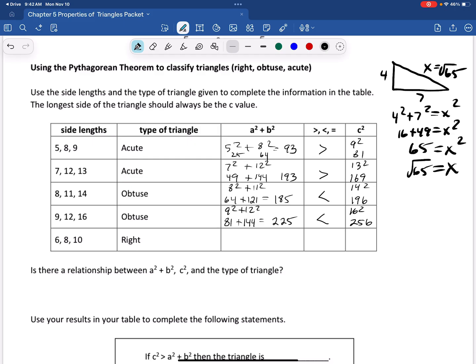And lastly, we've got a right triangle. We've got 6 squared plus 8 squared. That's 36 plus 64, which is 100. And over here we've got 10 squared, which is also 100, and that's equal.